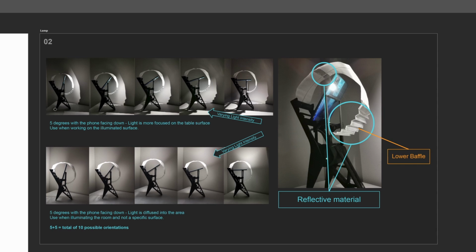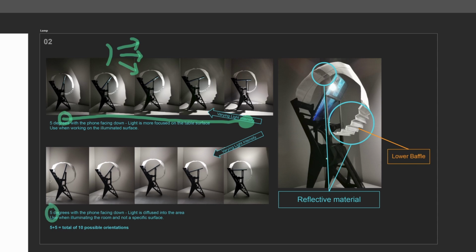So we have our 5 different degrees with the phone facing down. So the camera, the light is pointing this way. And this is the light effects you would get. So you can see here we have less light intensity. And when we get to here, we have the highest light intensity. And I marked it out with an arrow here because you don't want the admissions officer to guess what you're doing. You have to tell them what you are doing.